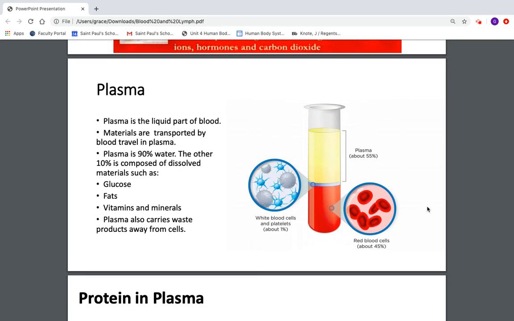And so the image on the right is what a blood sample looks like after it's been spun down in a machine. It separates into 3 different layers based off of density. So the red blood cells are going to be the most dense. Then that middle layer is just of white blood cells and platelets, about 1%, and plasma makes up the majority of blood at about 55% of its volume.